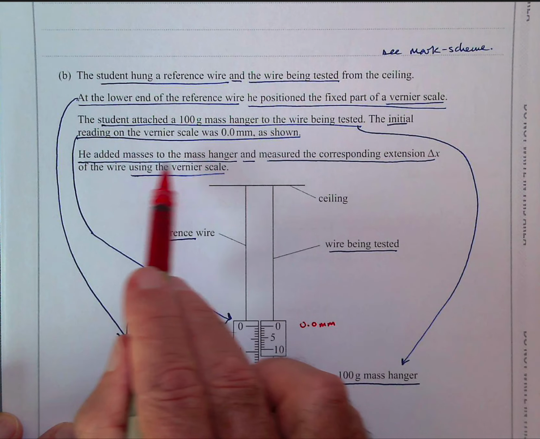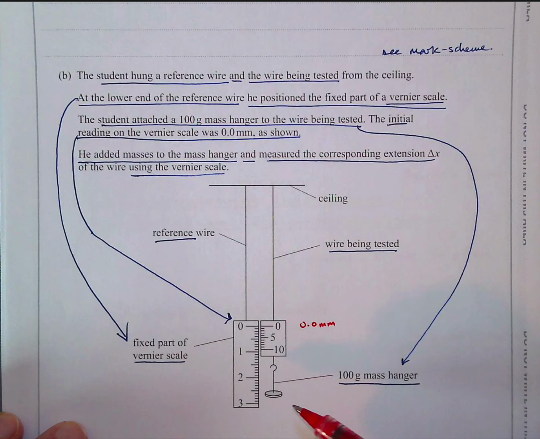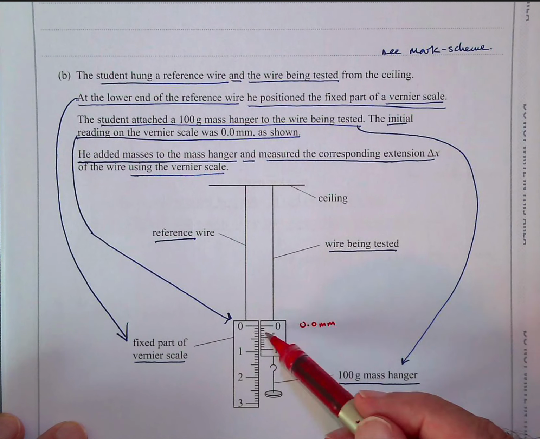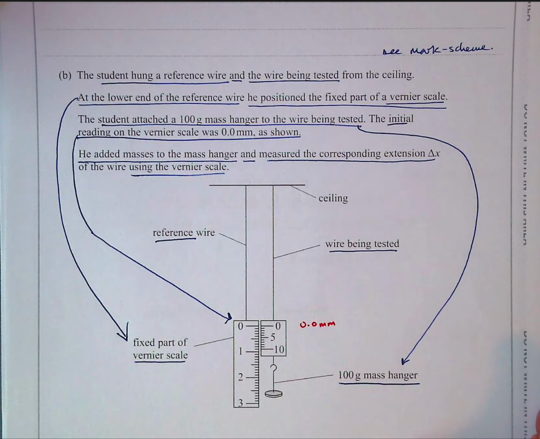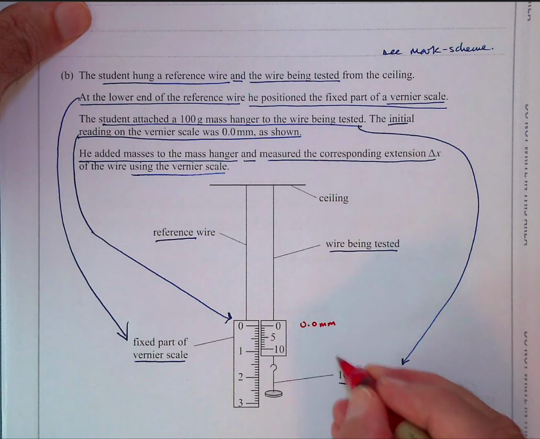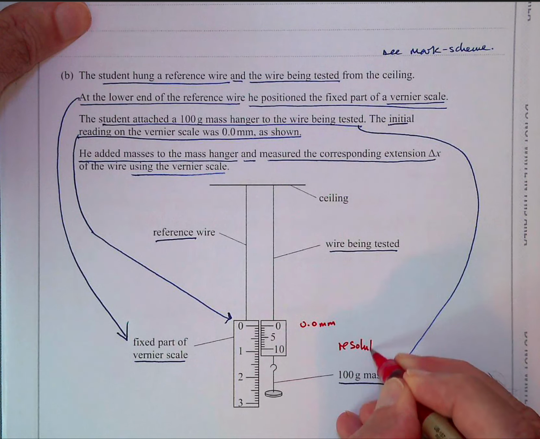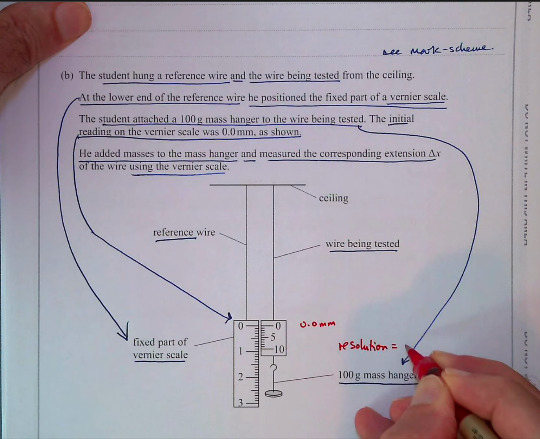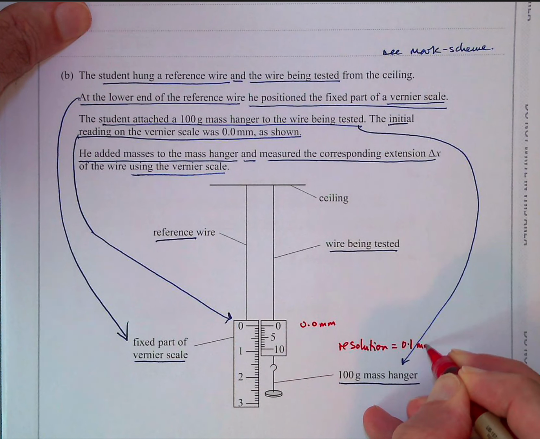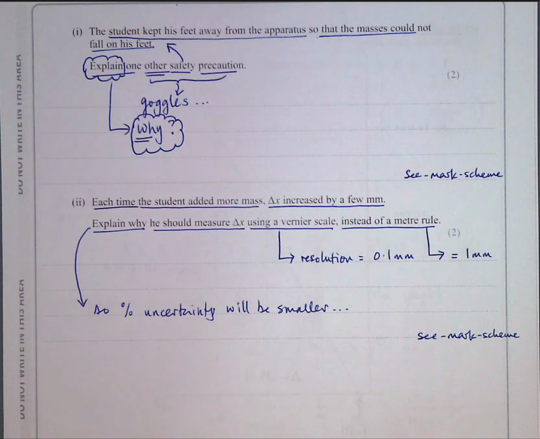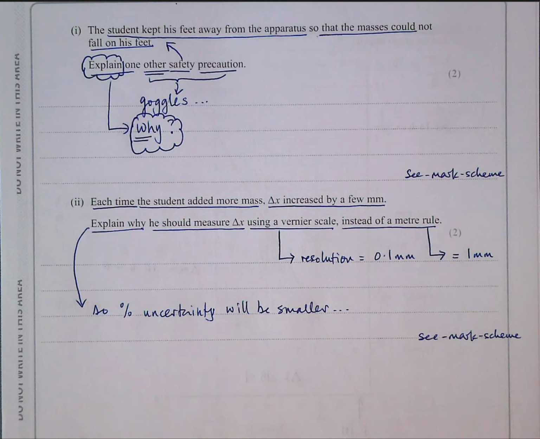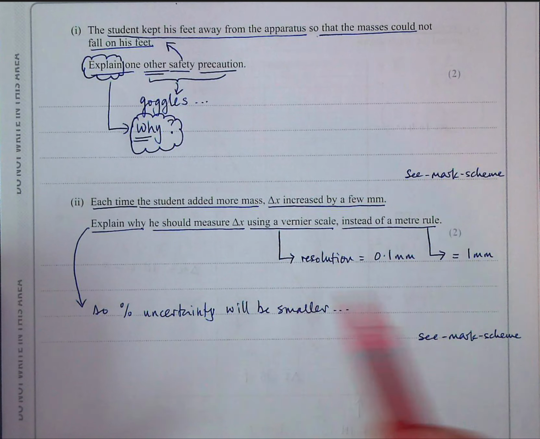As shown, he added masses to the mass hanger and measured the corresponding extensions. So basically you're going to measure it with this and get values accurate to 0.1 resolution. Yeah, of a vernier scale. Resolution is 0.1 millimeters. Okay. So that's what you will need to know also for practical skills. I think this is a core practical, Young's modulus, isn't it?